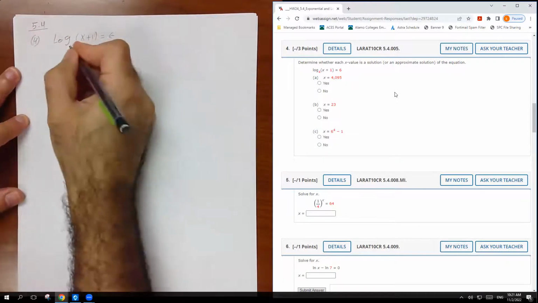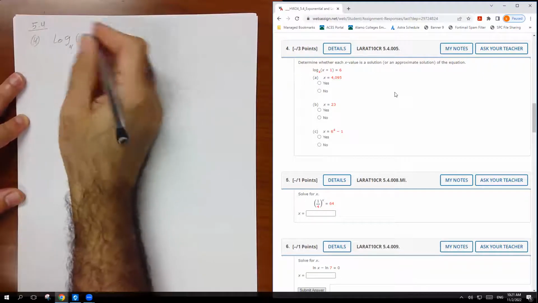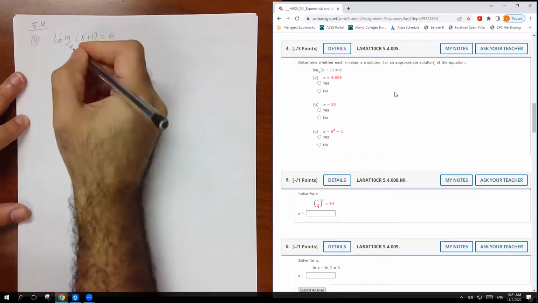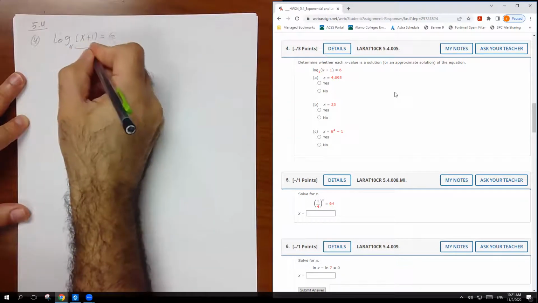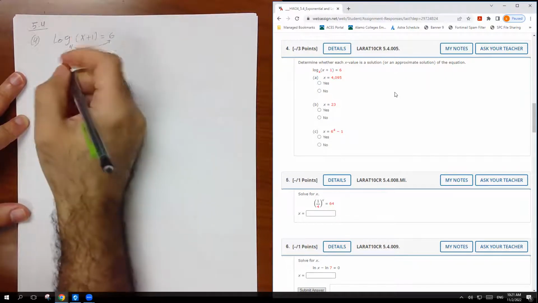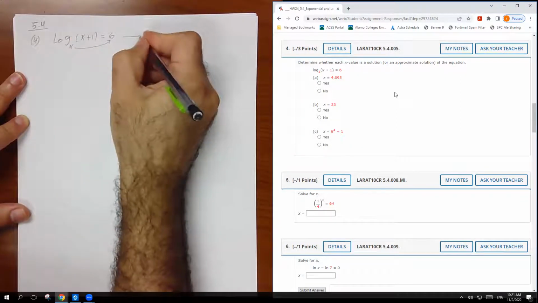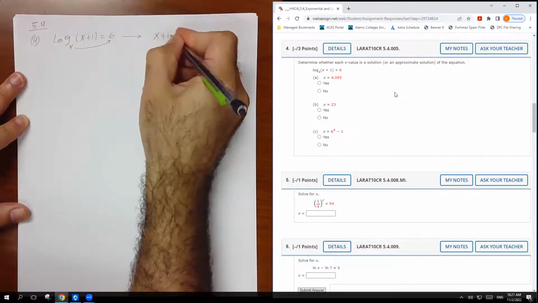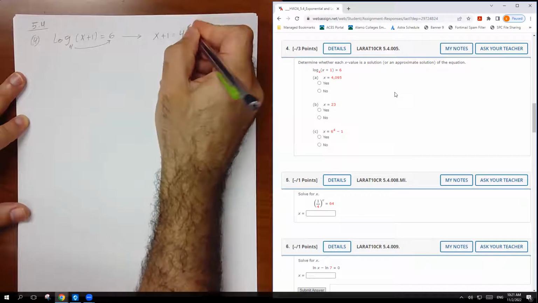If you look at this example, it's already written in log form. So we're going to convert that to the exponential form. I'm going to move the 4 to the other side and cancel the log. That means the left side is just x plus 1 equals 4 to the power 6.